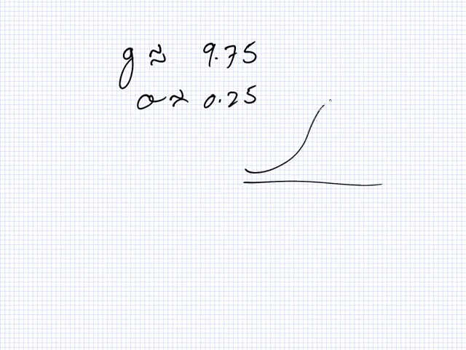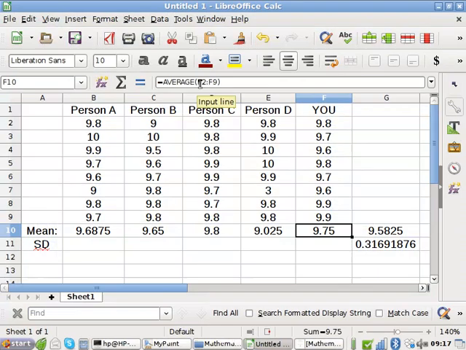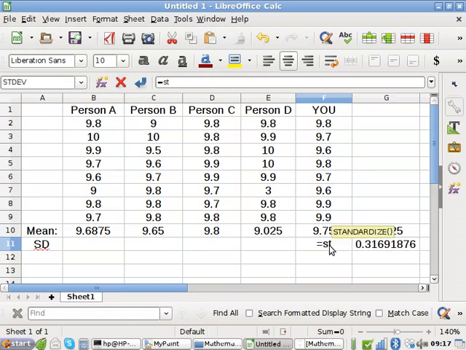So if you picture it as a bell curve, what you're saying is, you think the G is 9.75, but it could change a little bit. So it could be as small as 9.25 or as big as 10, we add on a half, 25 there. So we know how to get that. We just average our data. But how do we get this? Because we got that standard deviation from looking at everybody. Let's see what your standard deviation was, and maybe it might help.